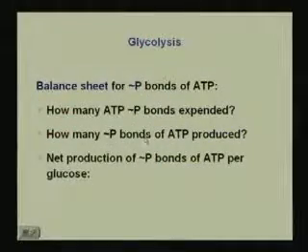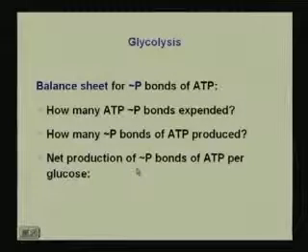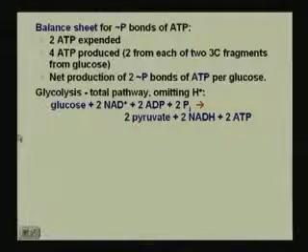So how many bonds of ATP are produced? 4. And the net production therefore per glucose is 2, because we are utilizing 2 and we are creating 4. So eventually we get some energy after we break down a molecule of glucose. Okay, so this is what we have. We have 2 ATP expended, 4 ATP produced, that's 2 from each of the 2 3-carbon fragments from glucose, and the net production there is 2 phosphate bonds of ATP, or 2 ATP rather, per glucose.